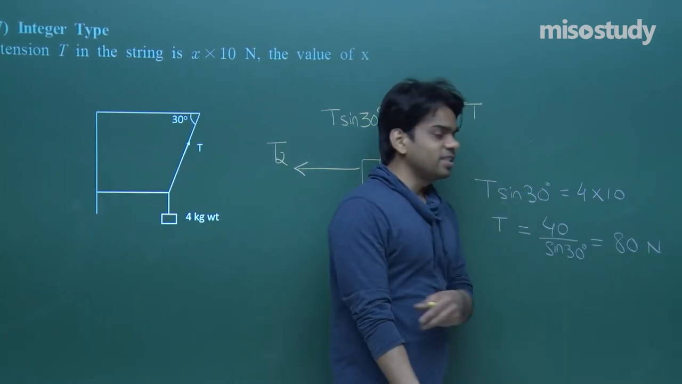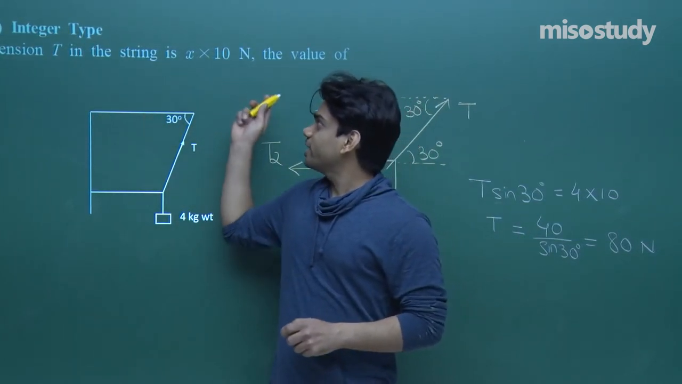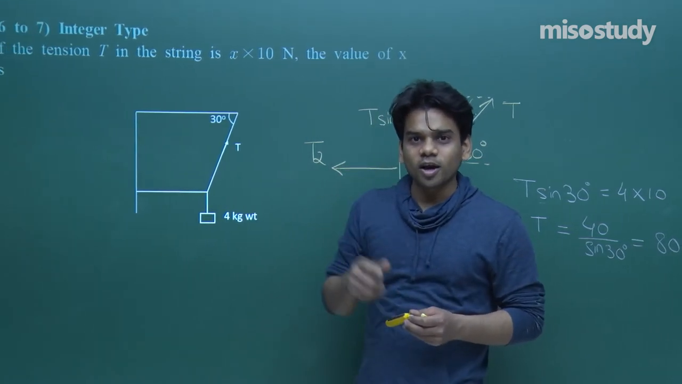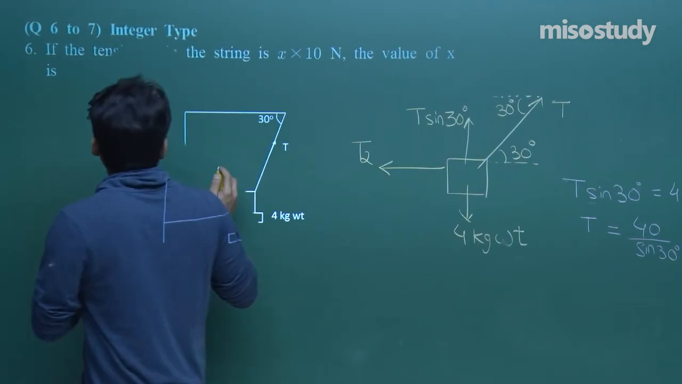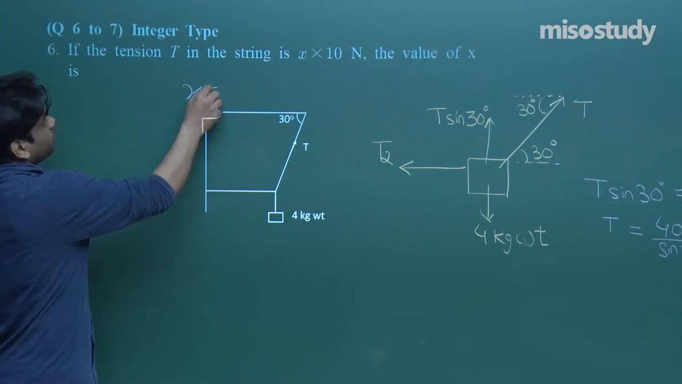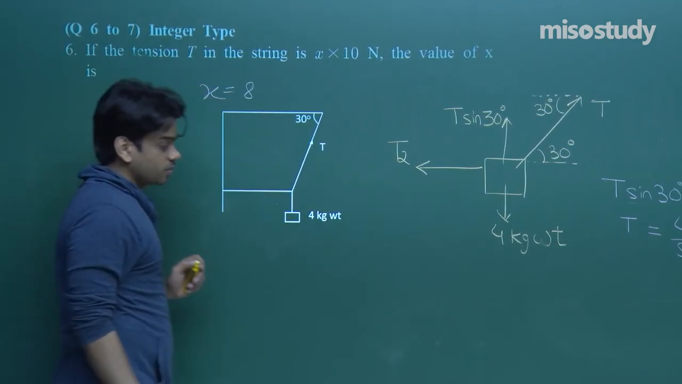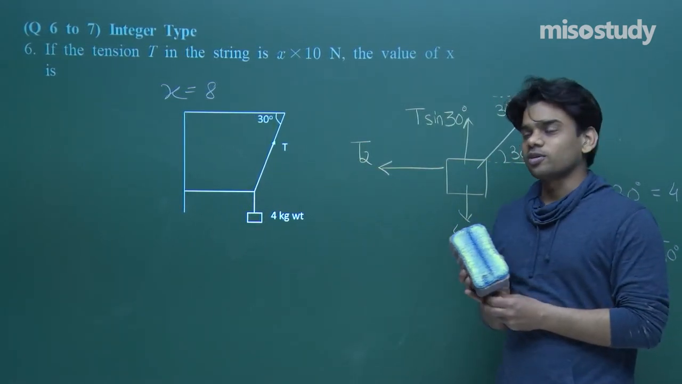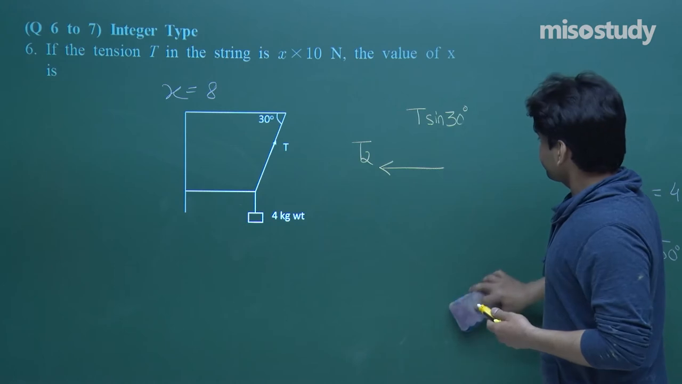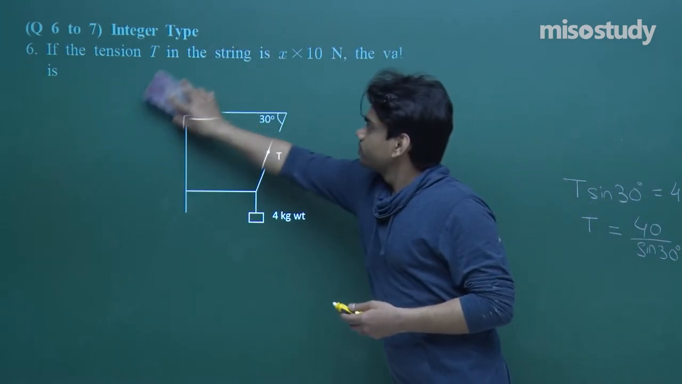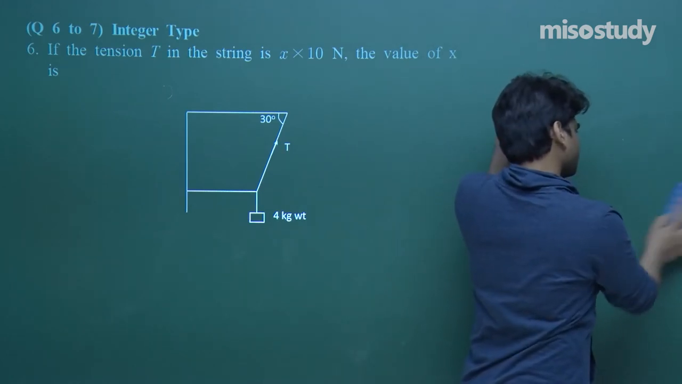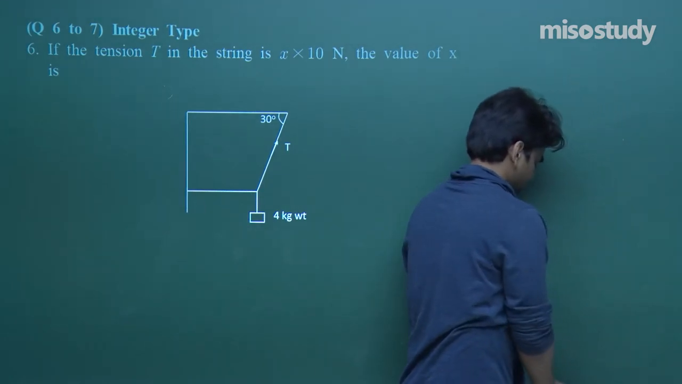It's given that tension T is x into 10, that is equal to 8 into 10. So x will be equal to 8, and you need to fill in that dot. So your answer will be x equal to 8. This is the circle that you have to make in your OMR sheet for such a question. Let's go ahead with the next problem.